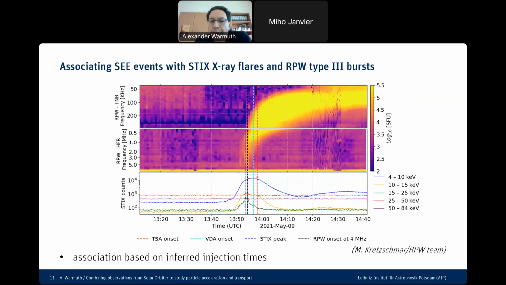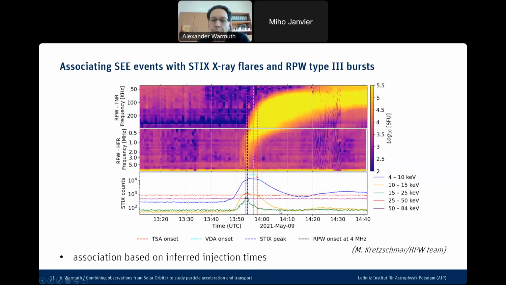So what we do is just to associate the inferred injection times with our X-ray flares and radio bursts. And this is a textbook example. So here we have the time shift analysis onset time determined from EPD and this more refined VDA onset time with the velocity dispersion analysis. They are quite in good agreement.